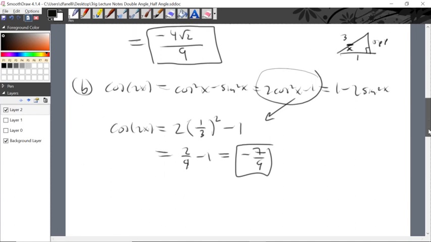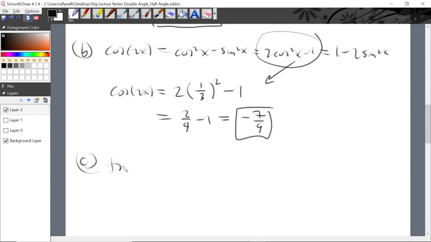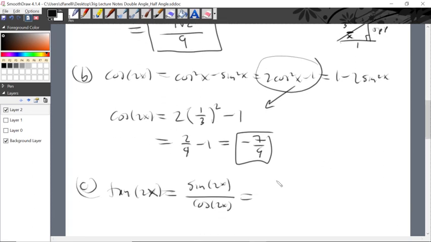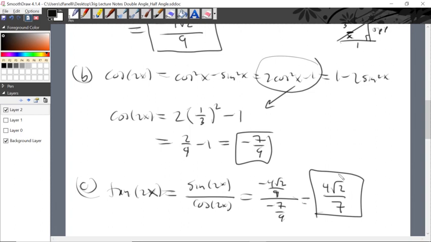Finding the tangent of 2x, we know that the tangent of 2x is the sine of 2x divided by the cosine of 2x. And so we take our quantity for sine of 2x, which was negative 4 root 2 over 9, and divide that by the cosine of 2x, which is negative 7 over 9. Negative over negative will give us a positive. The 9's will cancel each other out, and we'll end up with 4 root 2 over 7. And that would be it.